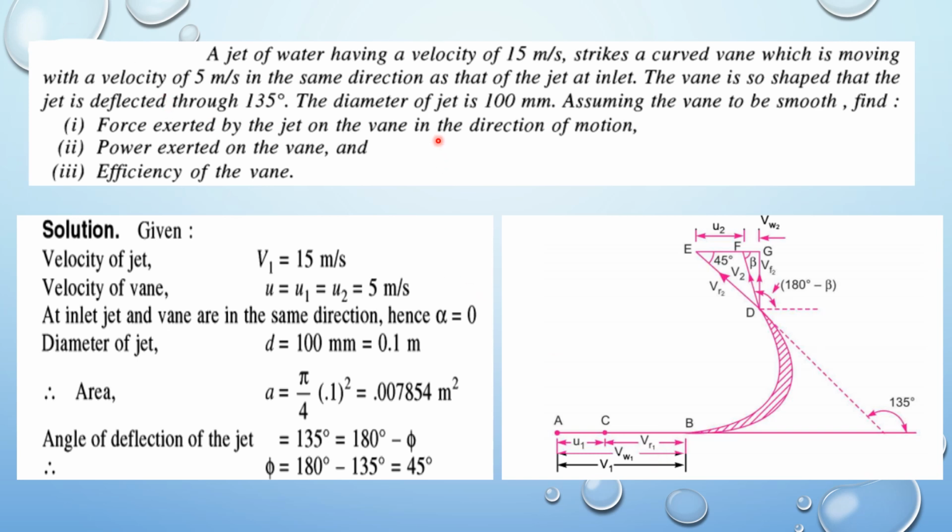And one more thing to note here is that in the problem it is given that the inlet jet and vane are in the same direction, which means here indirectly they are telling that alpha is equal to 0 degree, and that is the reason why the inlet velocity triangle is like a straight line. So again here phi, that is the vane angle at outlet, is 180 minus 135, 45 degree, and after drawing this velocity triangle we can solve the problem.